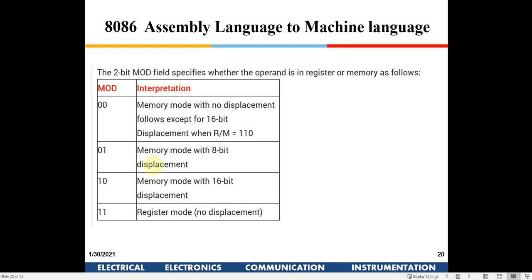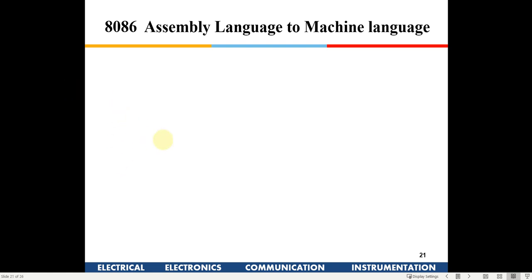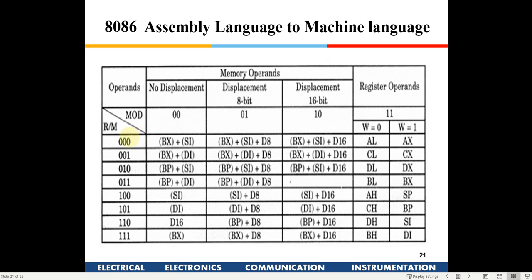This displacement is what we write, right? BX plus SI, plus a displacement. We have seen that in move instructions. If you have to give a 16-bit displacement, we will write like this, for example plus 1234. That we will see later. So now if you see mod, it is mod, register, memory. Now, for 00 mod, in the register/memory field, if I write 000, it will be BX plus SI, right? BX plus SI.